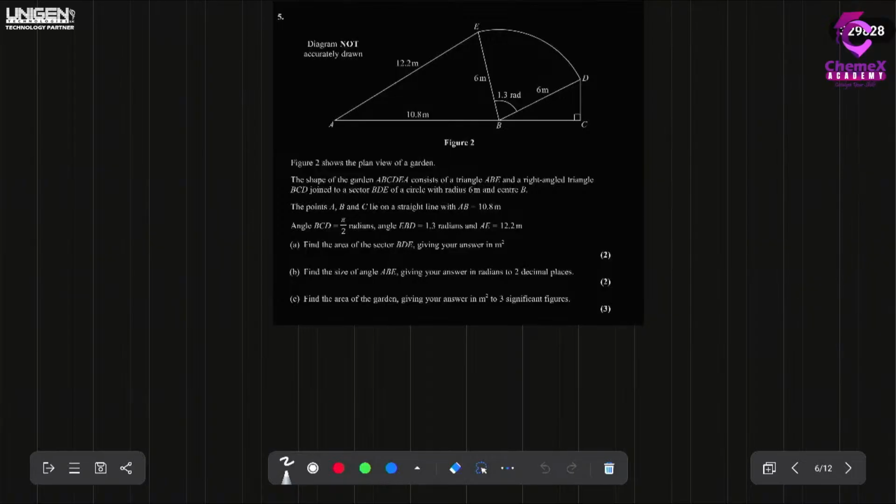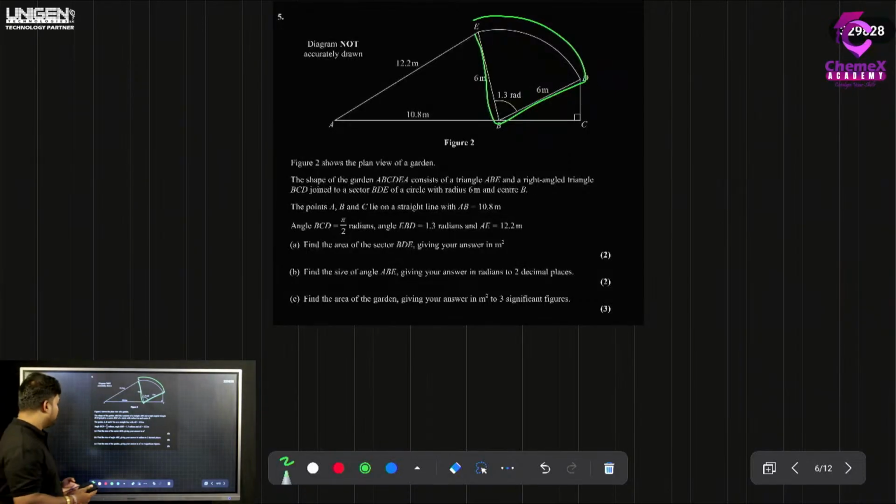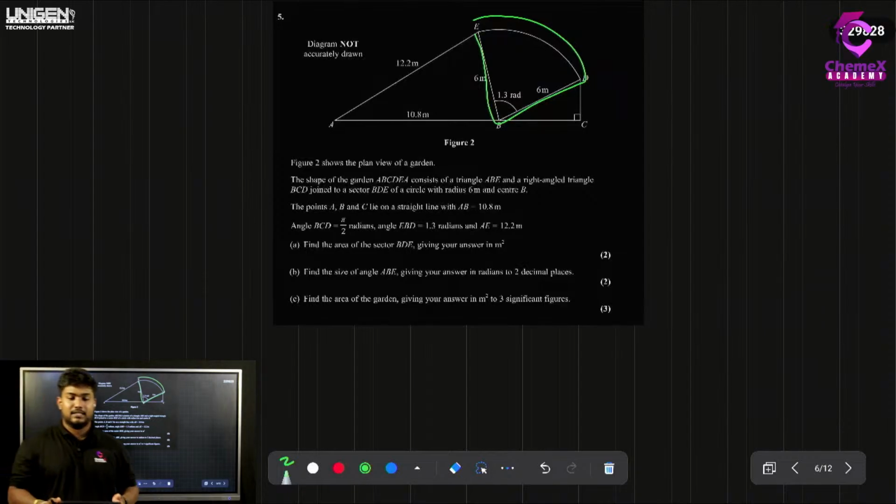So this is from the radian lesson. When you see a triangle and a sector with angles in radians, you have to remember the equation for area. BDE, the question is about that. So what is it about? Find the area of the sector BDE. Give your answer in meters squared.